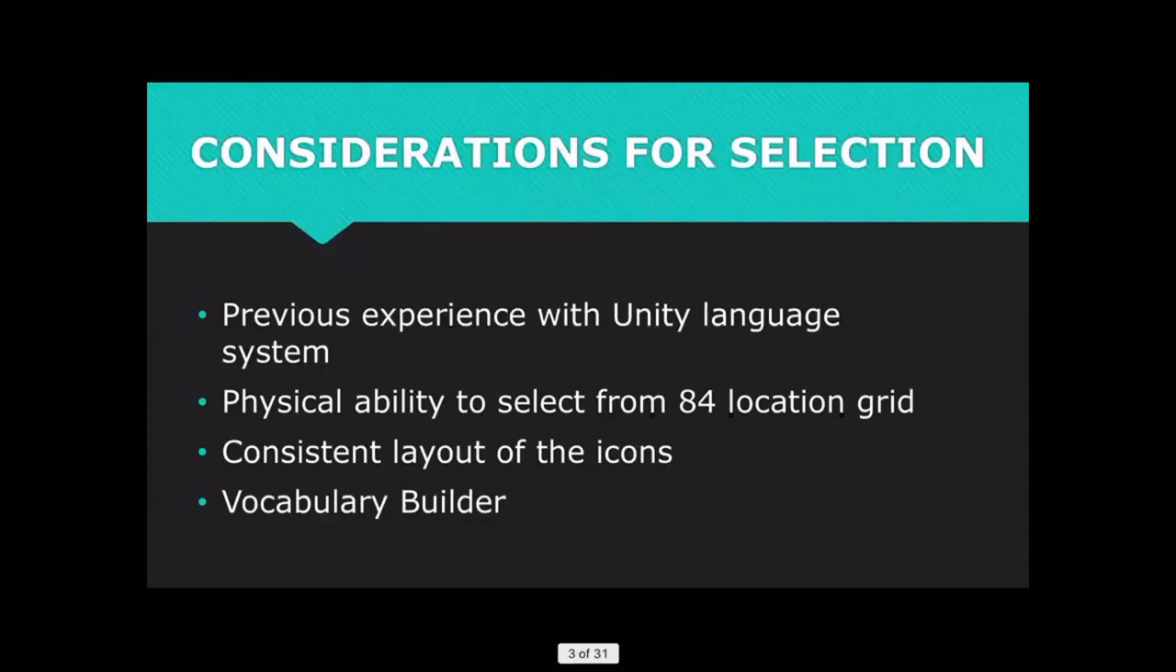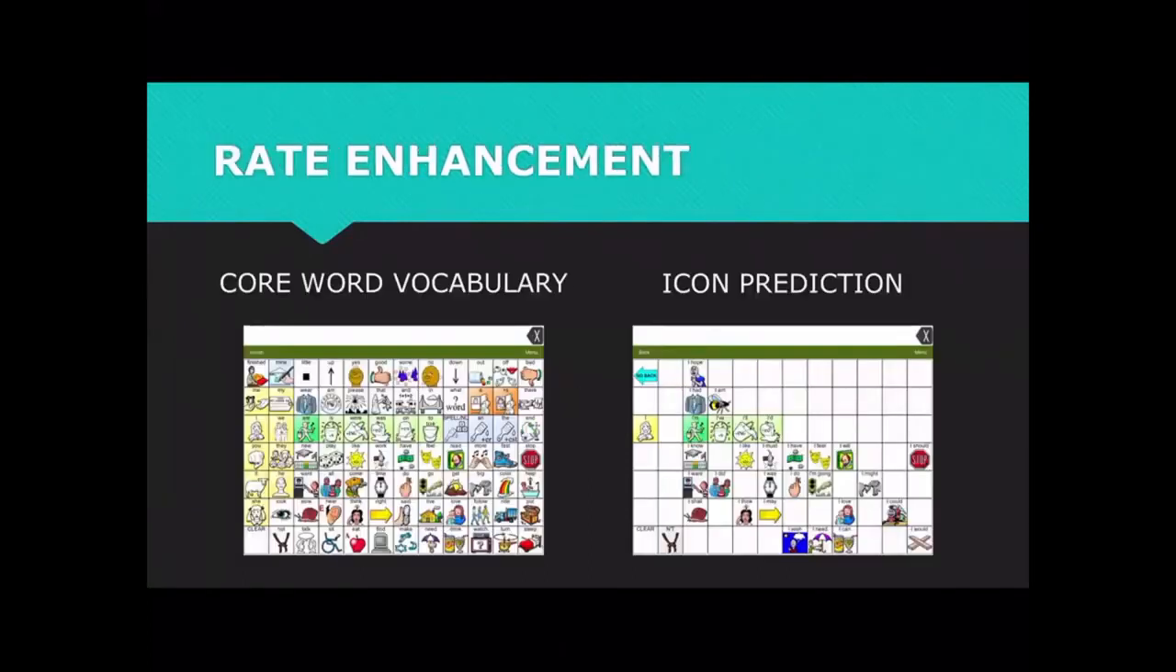The consumer using this application should have the ability to select the buttons on an 84 button grid and be able to navigate those. The benefit of this application is its consistent layout of the icons, and it has a vocabulary builder that is used to help train youth, children or adults in using the application. With LAMP, the goal is to help with the core word vocabulary. There are 3 different vocabularies that you can choose from, but they all start with the same pictures.